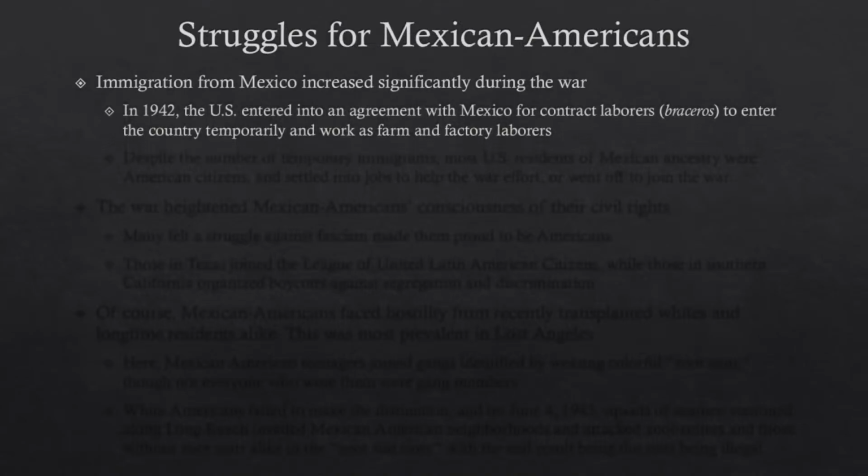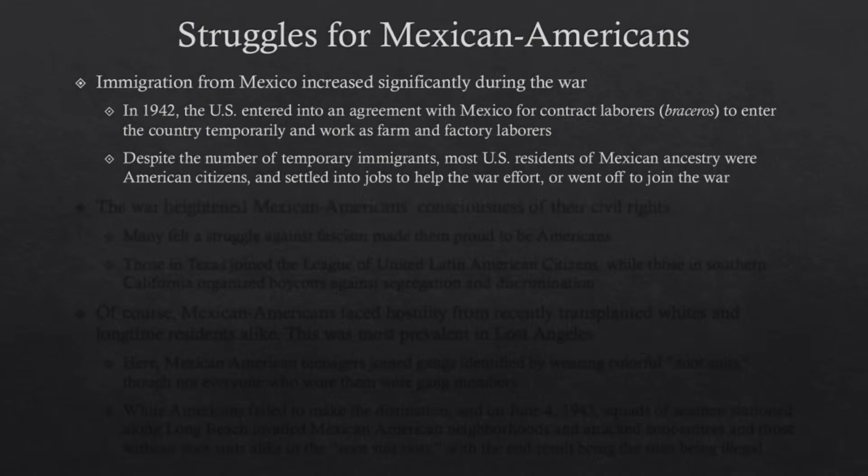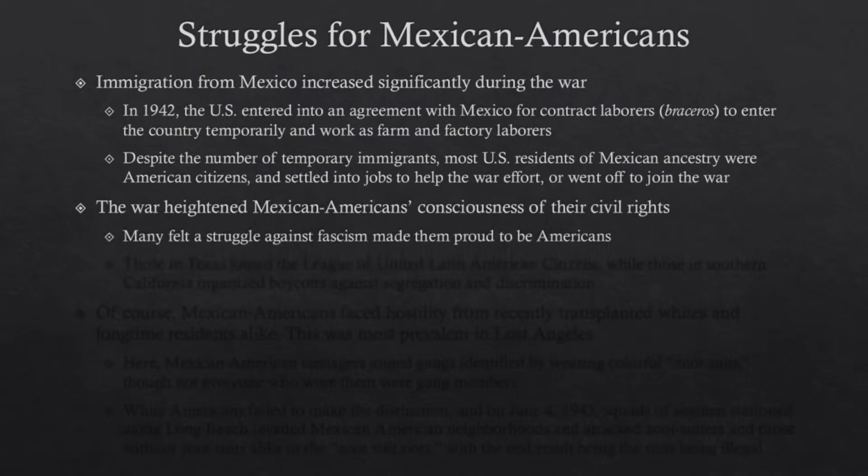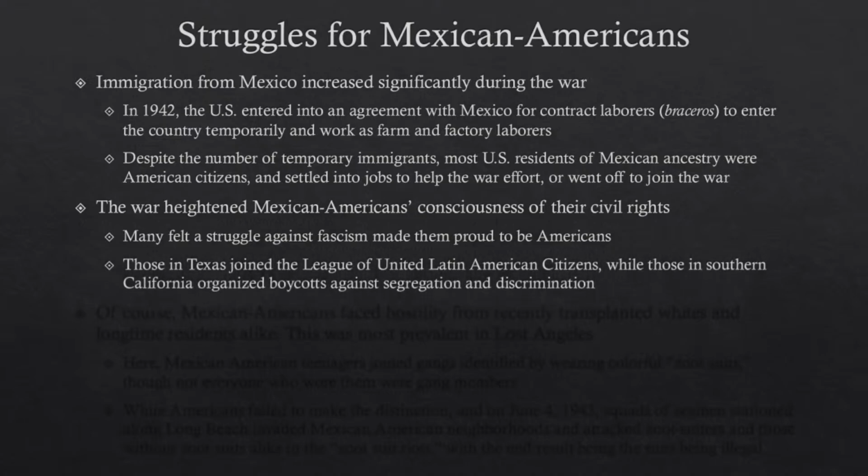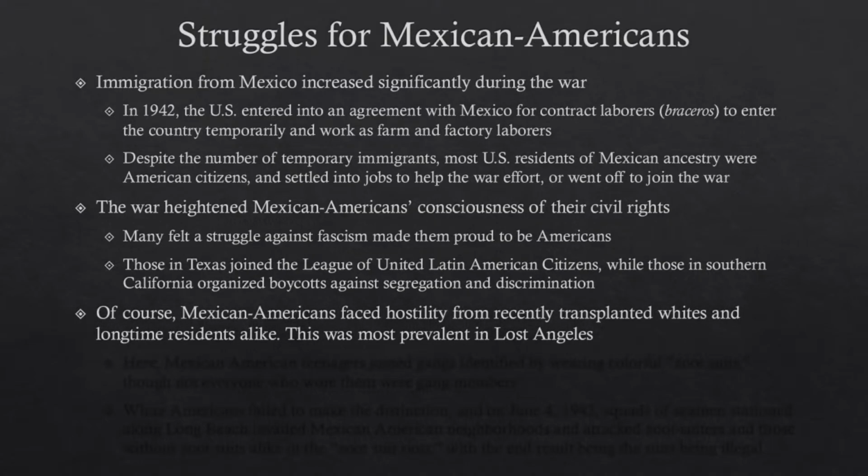So there was actually increased immigration from Mexico. This was on purpose. Get more laborers, or braceros. Most of the U.S. residents of Mexican ancestry were actually American citizens. Mexican Americans became more conscious of their civil rights. They felt that working together against fascism made them feel more American. They weren't just people who were originally from Mexico and now they're American, they're just here, but they're more American now. In Texas, they joined the League of United Latin American Citizens. In Southern California, they organized boycotts against segregation. Obviously, though, there was hostility because white people be white people.